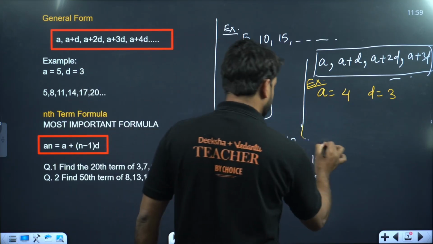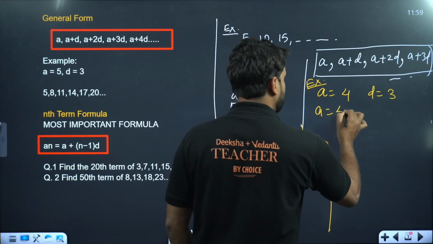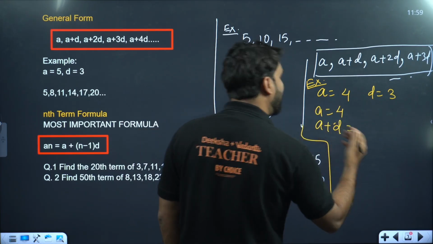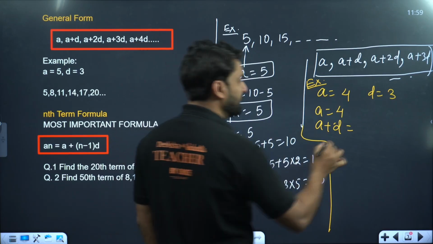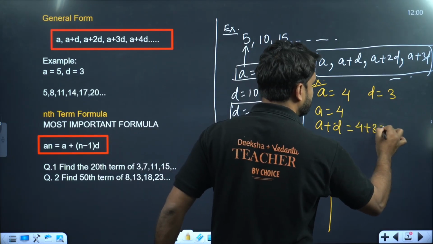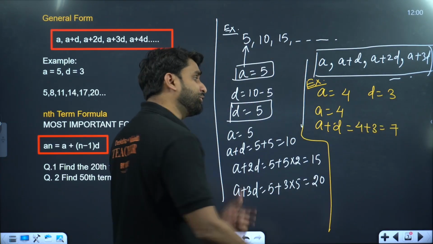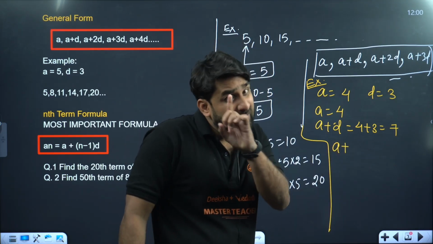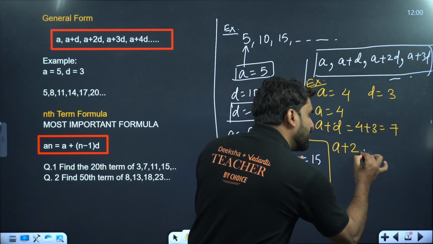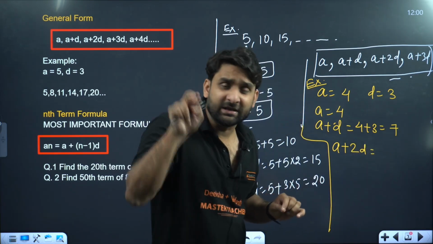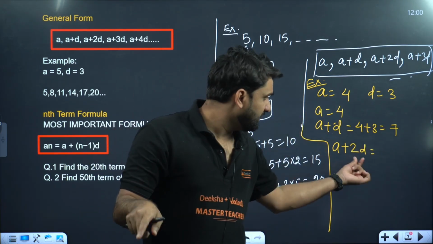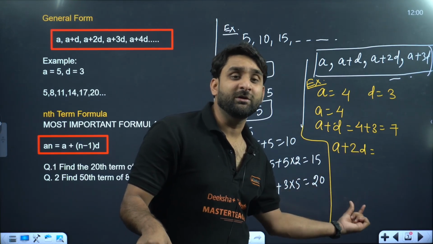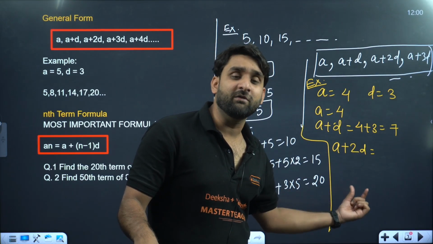Let me show you. A is 4, so this will be the first term. For the second term, you just need to add A plus D. That will be your second term. So 4 plus 3, which is equal to 7, the second term. Now for the third term, you need to take 2D. For the fourth term, this will be 3D. For the fifth term, 4D. For the sixth term, the formula will be A plus 5D.